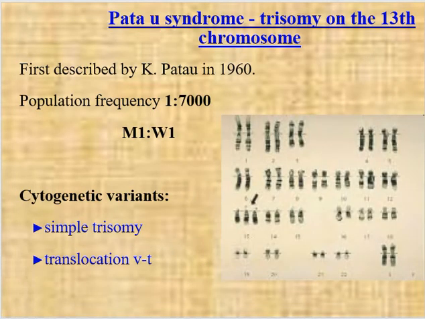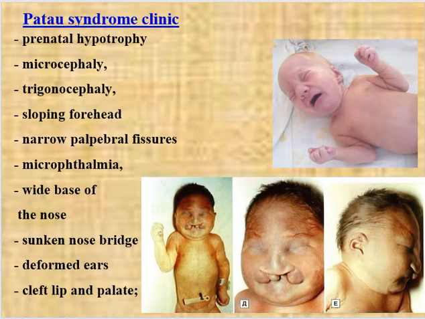Patau syndrome is the trisomy on the 13th pair of chromosomes, first described by Patau in 1960. Population frequency 1 in 7,000. Cytogenetic variants, simple trisomy, translocation variant. Patau syndrome clinic, prenatal hypotrophy, microcephaly, trigonocephaly, sloping forehead, narrow palpebral fissures, microphthalmia, wide base of the nose, sunken nose bridge, deformed ears, cleft lip and palate.